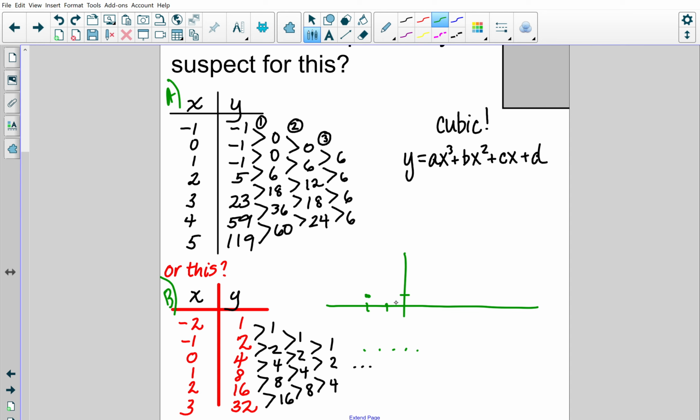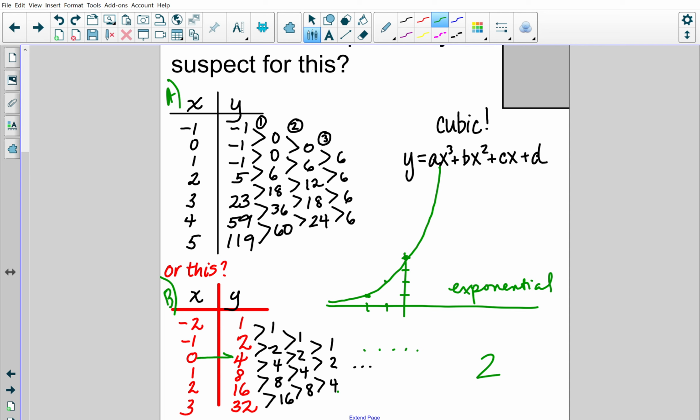-2 is at 1, -1 is at 2, 0 is at 4. You should see a little bit of a pattern going on here, and then the next one is at 8. Each time it's doubling, okay? So it gets steeper and steeper and steeper. This is an exponential function, right? And it's base 2. Okay, it's 2 to some power.